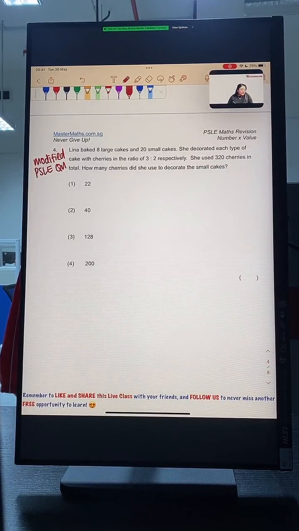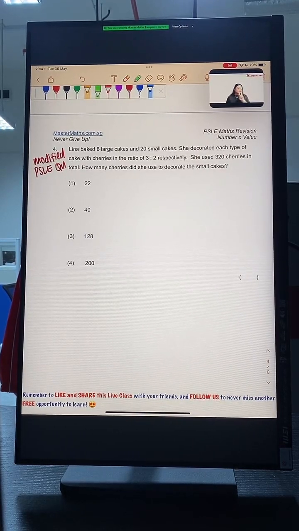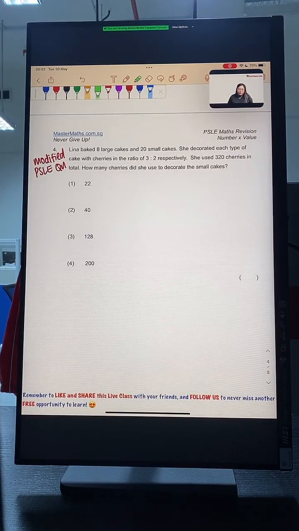Alright, so how do we solve this? We can use number times value again. And how do we use number times value? Let's take a look. Remember the 2 things we need for number times value? We need to see number 1, number. Number 2, value. Value also means each, okay? We need to see number, we need to see each, okay? Alright, so where is the number?